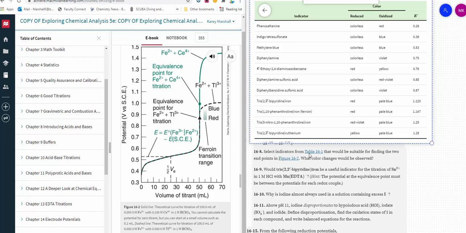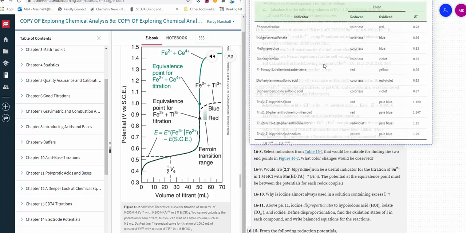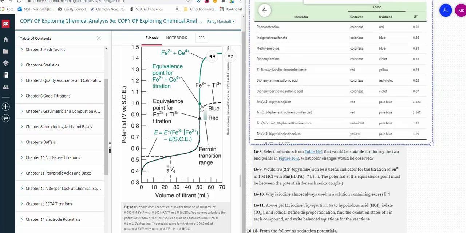Number 8, we're going to select some indicators from this table that would be suitable for finding the two endpoints in this figure. So I'm going to go with the green endpoint or green equivalence point first, found at 1.0 potential, that's voltage versus the saturated calomel electrode. So I'm looking for something around 1 and finding the tris 2 bipyridine iron. That would be my first choice because that's the closest one, going from a red to a pale blue.